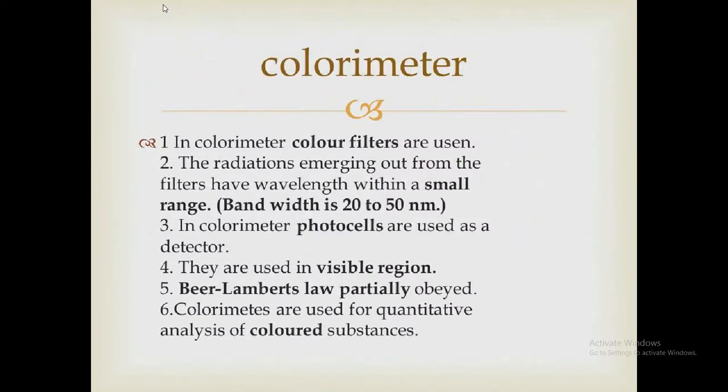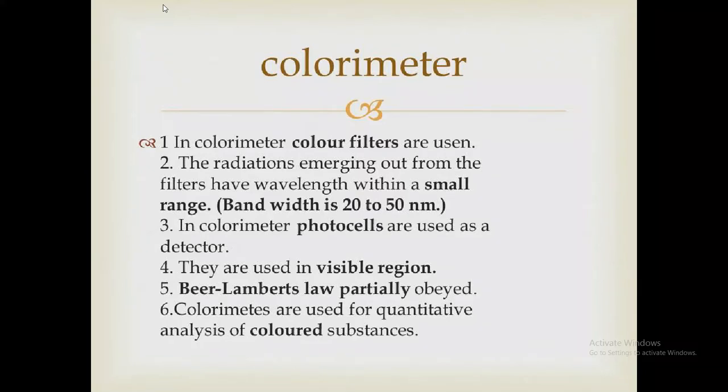Some distinguishing characters of colorimeter. In colorimeter, as the name suggests, they are going to make use of a colored solution. Apart from the colored solution, some other things are there. The first is that in colorimeter, color filters are used. As they use a tungsten filament, tungsten light, they get white light. In the system we don't need all the colors, so a color filter will allow only a particular wavelength to pass through. So that is the use of the color filter.